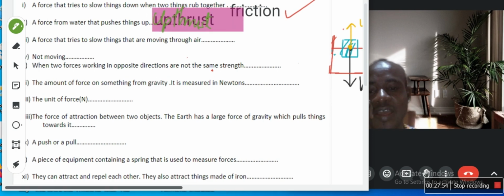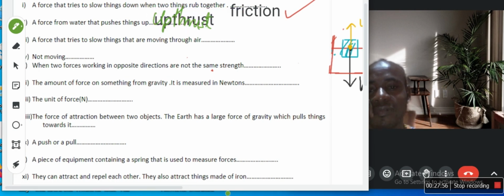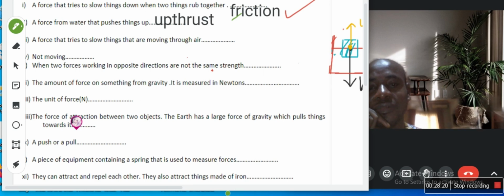Okay, you've written it, so I'll mark it in green. A force that tries to slow things that are moving through air. What do we call that force? Do you have an idea? Say it so that we can move faster. This time around, say it. A force that tries to slow things that are moving through air.